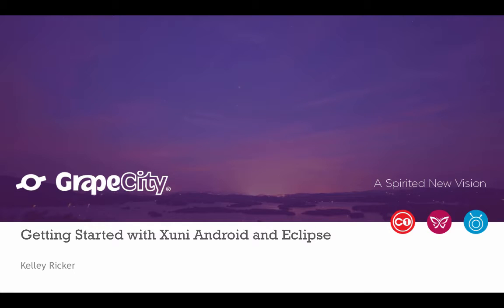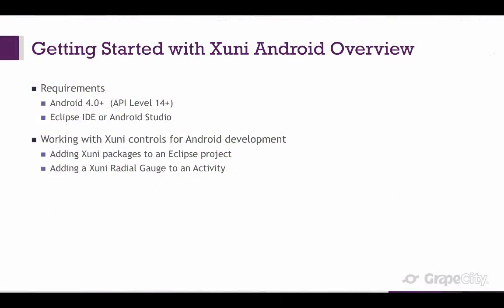In this video, we'll look at getting started with Xamarin Android and Eclipse. Before we get too far, Xamarin Android does have some requirements. First, it requires that we target Android 4.0 or greater, which corresponds to API level 14 or greater. Second, it requires that we already have the Eclipse IDE or Android Studio installed. Today we'll be focusing on Eclipse.